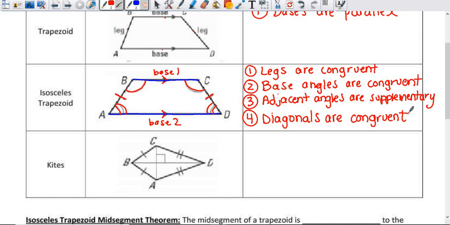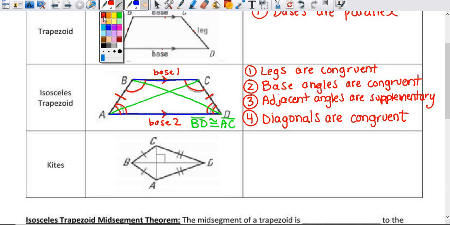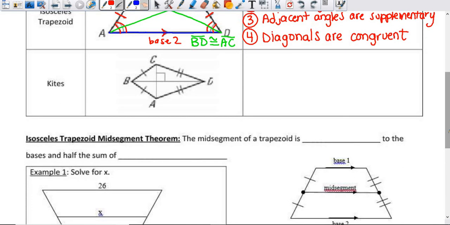Okay, so if I drew these diagonals in here across this shape, I would know that BD would be congruent to AC. Okay? Those diagonals, the green ones, are the same length. All right, that's all our trapezoid stuff. Let's go on to kites.